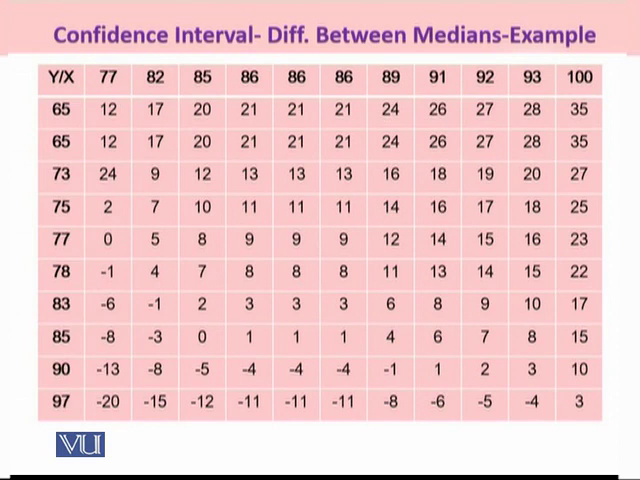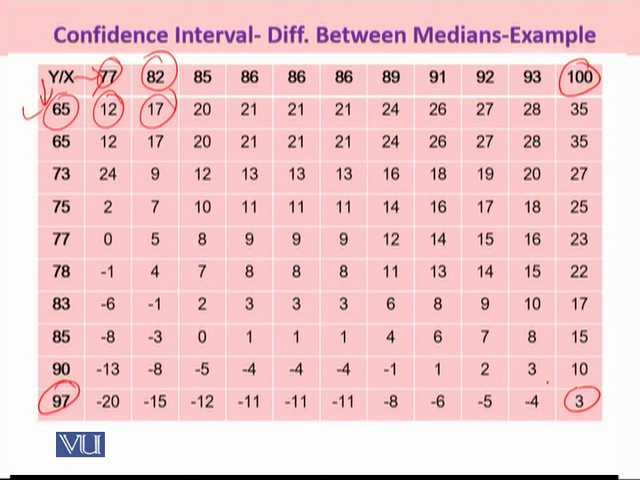The next thing you have to do to find the confidence interval for the difference between the two medians is to take all possible differences of the n1 times n2 values by subtracting the x values from the y values. Here you can see the x values, and here the y values. So I have calculated all possible differences. 77 minus 65 gives you 12. Similarly, 82 minus 65 gives you 17, and so on. 100 minus 97 gives you a value of 3.